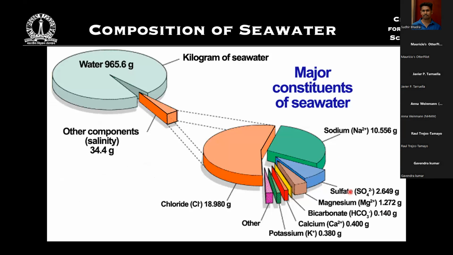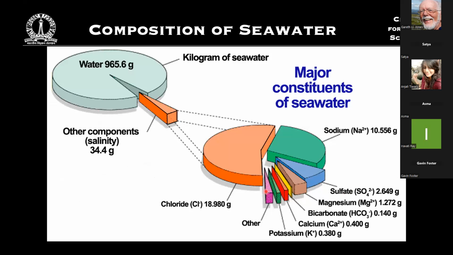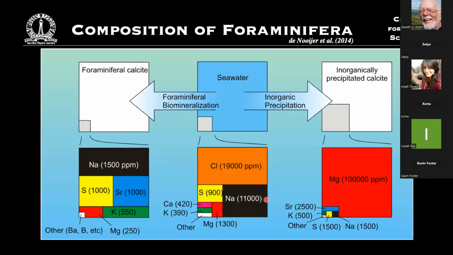Now, my interest is not in the oxygen or carbon isotope systematics. My interest is in this component of seawater. If we take a kilogram of seawater, we have around 34.4 grams of salt. And in that 34.4 grams of salt, less than 1% is the others, which contains boron, lithium, barium, all other elements, which I am interested in.